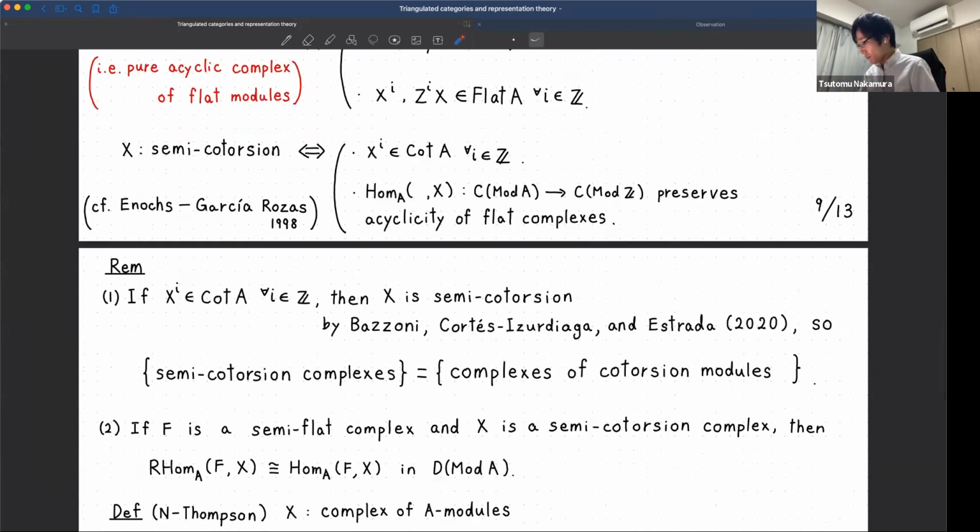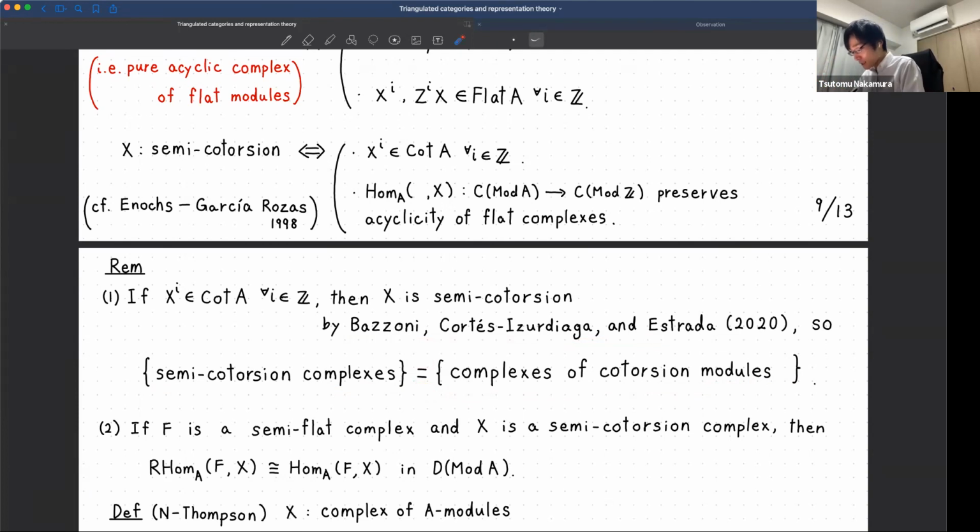A remarkable fact is that the class of semi-cotorsion complexes is precisely the class of complexes of cotorsion modules. For me, this is surprising. By definition, we have this inclusion, but their result says that we also have the converse implication. So semi-cotorsion complexes are precisely complexes of cotorsion modules, right?